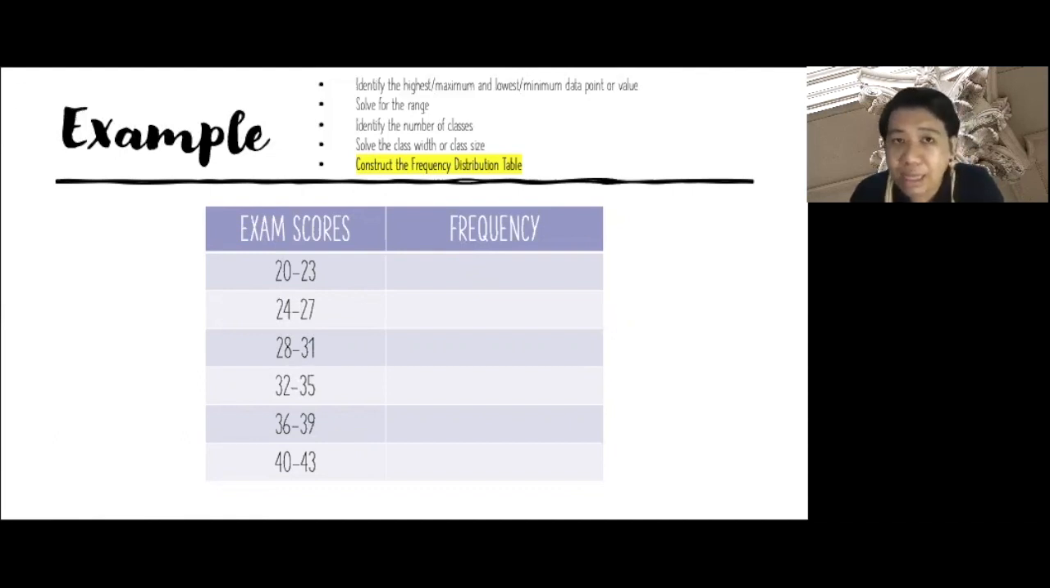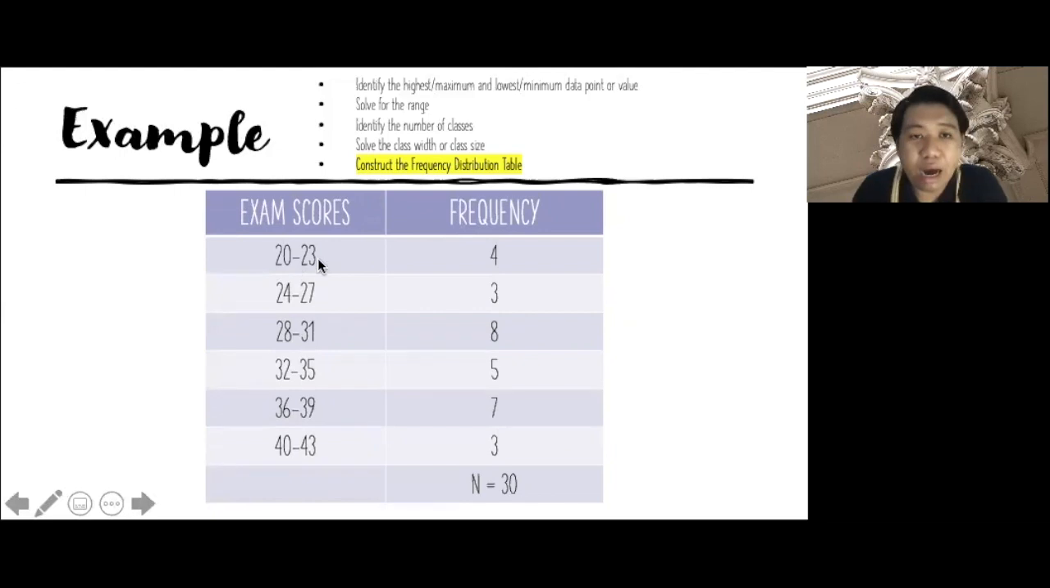So pag binilang natin base dun sa ating scores kanina, makakakuha tayo ng 4 para dun sa range na 20 to 23, 3 para dun sa range na 24 to 27, 8 for the range of 28 to 31, 5 para dun sa range na 32 to 35, 7 naman para dun sa 36 to 39, at may tatlo na nakakuha ng 40 to 43 score. In total, ng ating frequency, meron tayong n is equal to 30. Ibig sabihin nun, yung participants natin ay 30.